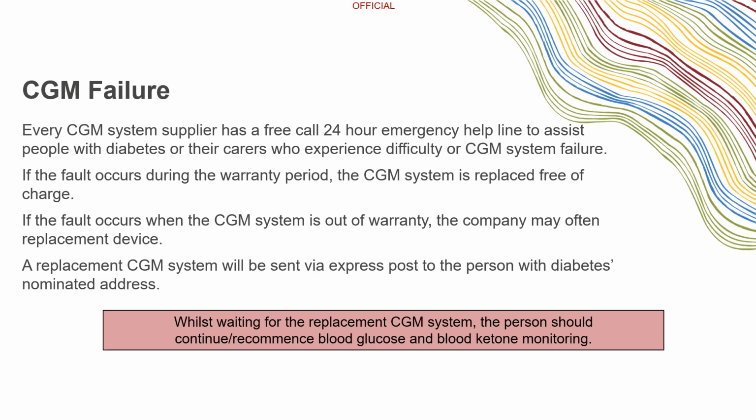Every CGM system supplier has a free call 24-hour emergency helpline to assist people with diabetes, their parents or carers who have difficulty with CGM systems or experience CGM system failure. If a fault occurs during the warranty period, the CGM system is replaced free of charge. If the fault occurs when the CGM system is out of warranty, the company may often provide a replacement device. A replacement CGM system will be sent via express post to the person with diabetes' nominated address. Whilst awaiting the replacement CGM system, the person with diabetes should continue or recommence blood glucose and blood ketone monitoring as required.